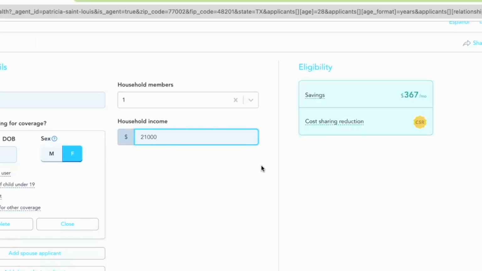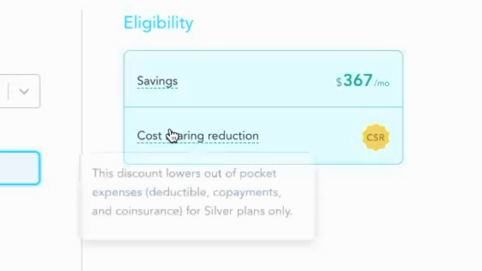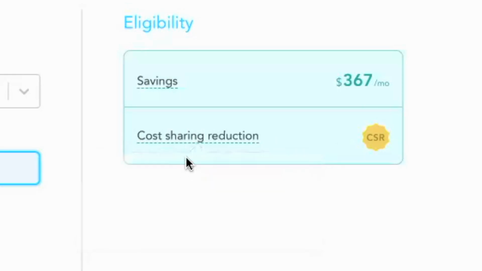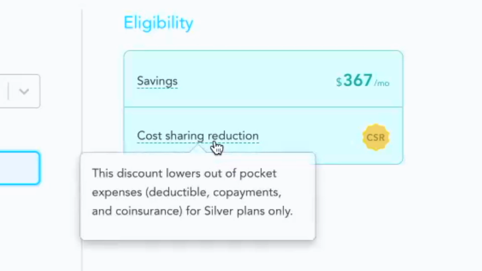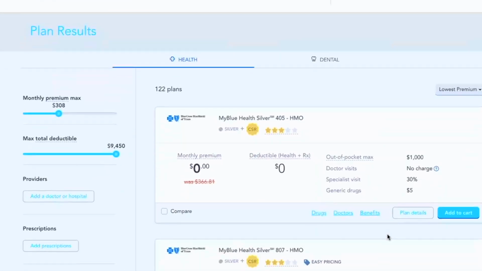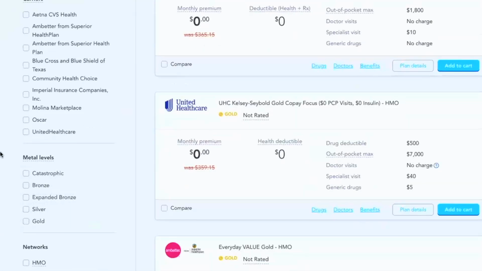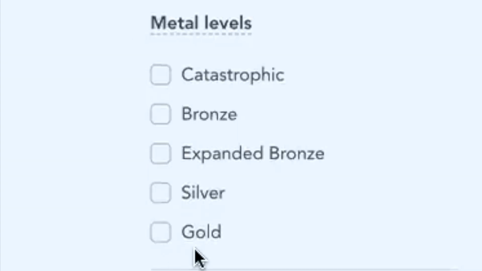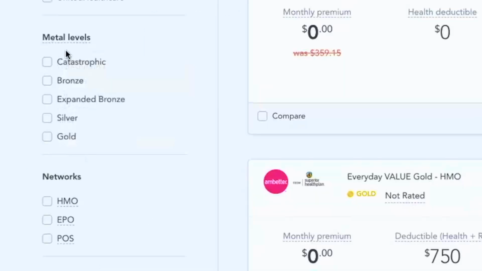$21,000 for the year. Okay, so she has a savings, as you can see here, and she also has the cost sharing reduction. This is a discount that lowers the out-of-pocket expense, deductibles, co-payments, and co-insurance. And like we said before, this only applies to the silver plans, okay? So we're going to come over here, and here are the different levels. We have bronze, silver, and gold. We don't have platinum in this area.